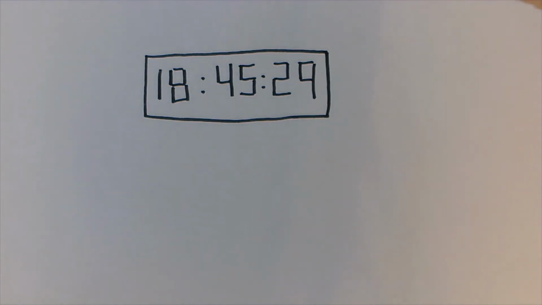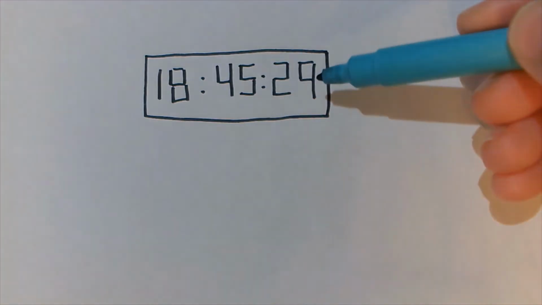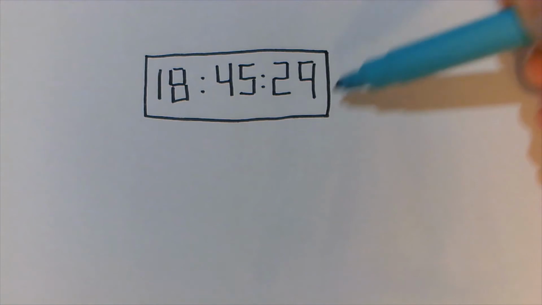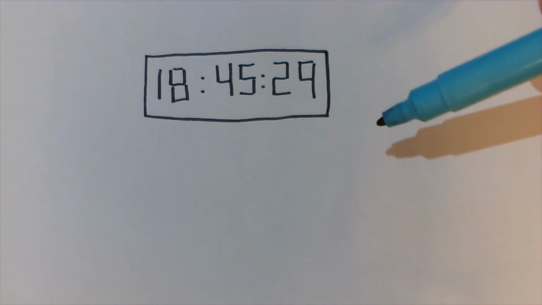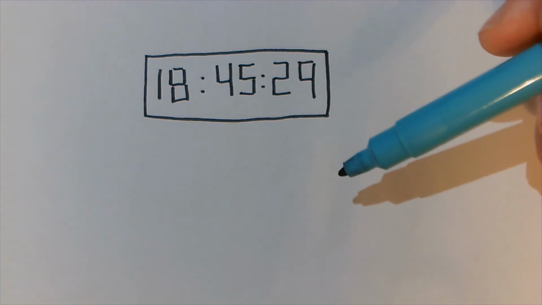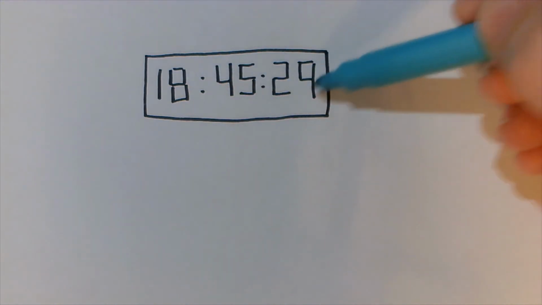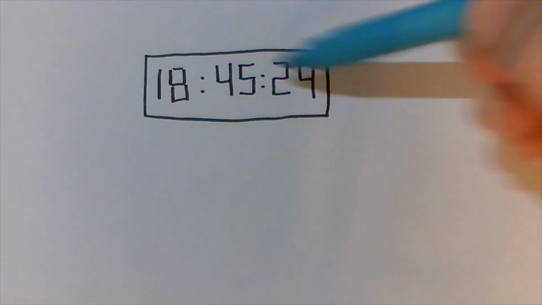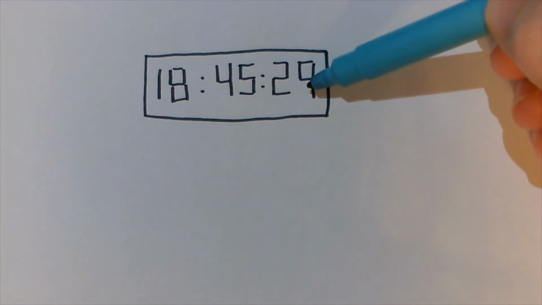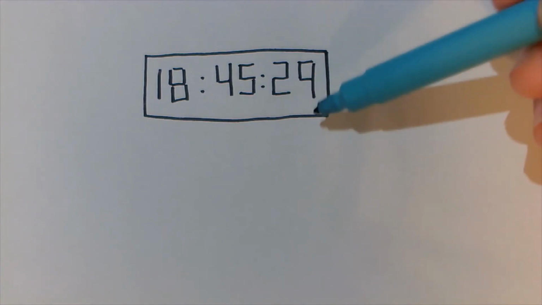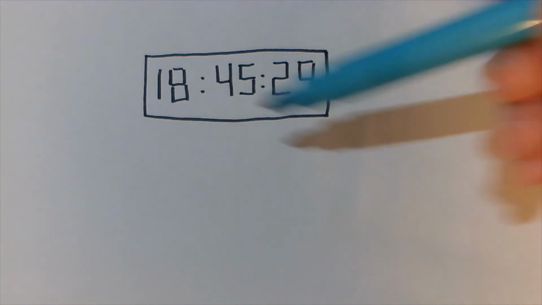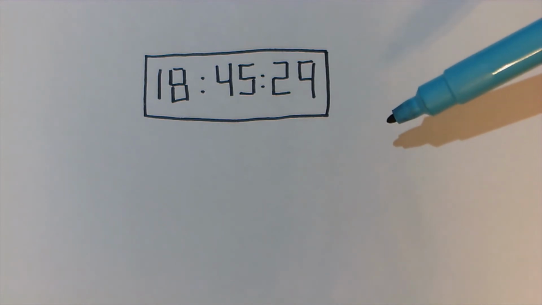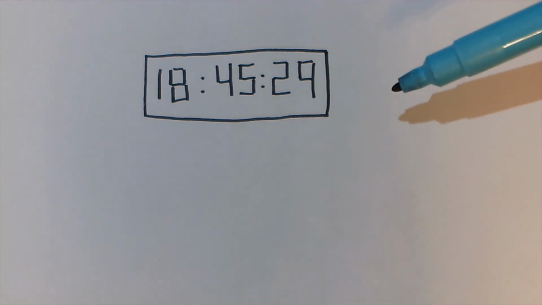So the question is, on a digital clock display that shows hours, minutes and seconds, how many times in a 24-hour period do all 6 digits change at the same time? Okay, you're going to have to think carefully about this one. Press pause and have a go.